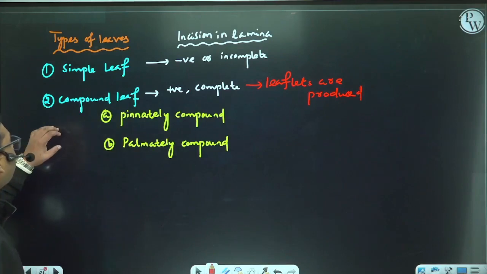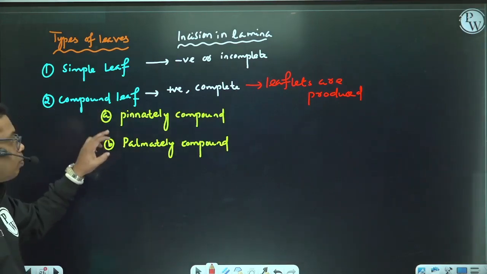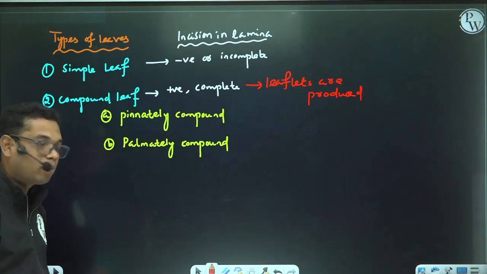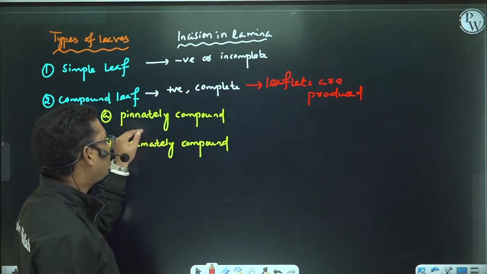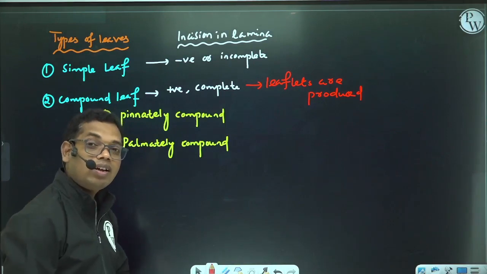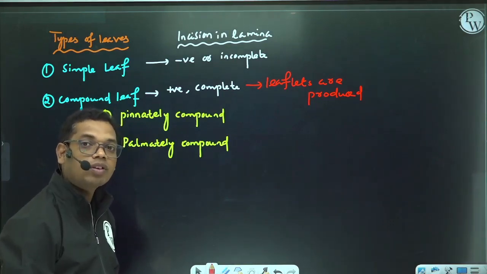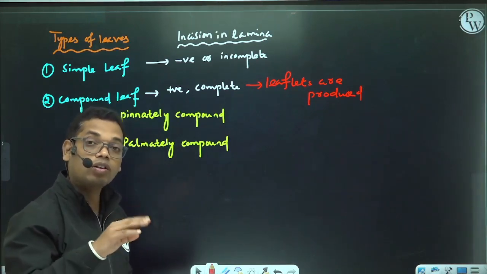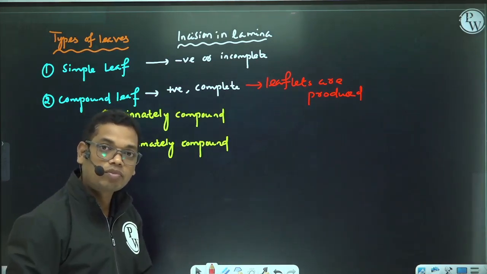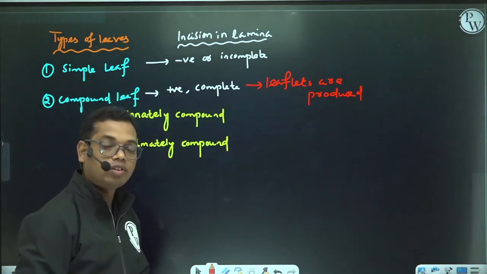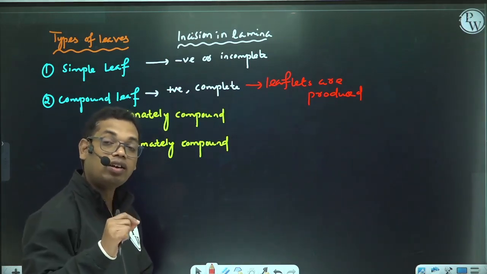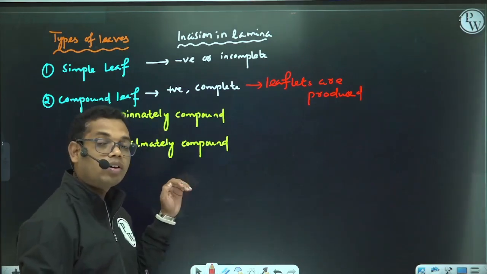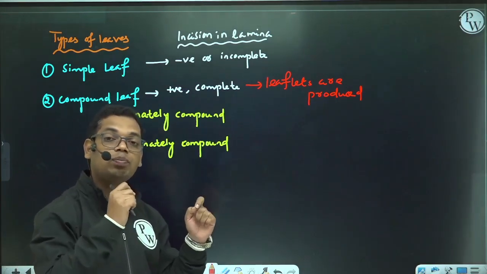Okay, and the compound leaf is of two types: pinnately compound leaf and palmately compound leaf. Pinnately compound leaf and palmately compound leaf. So what is the difference between pinnately compound leaf and palmately compound leaf? In case of pinnately compound leaf, the leaflets are arranged on either side of the midrib or on the branches of the midrib. Whereas in the palmately compound leaf, the leaflets are not arranged on either side of the midrib. Rather, they are arranged on the tip of the petiole.